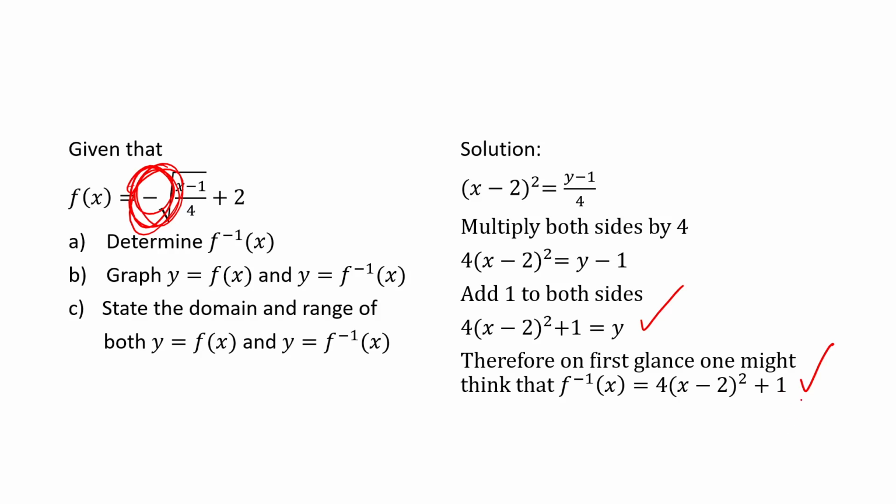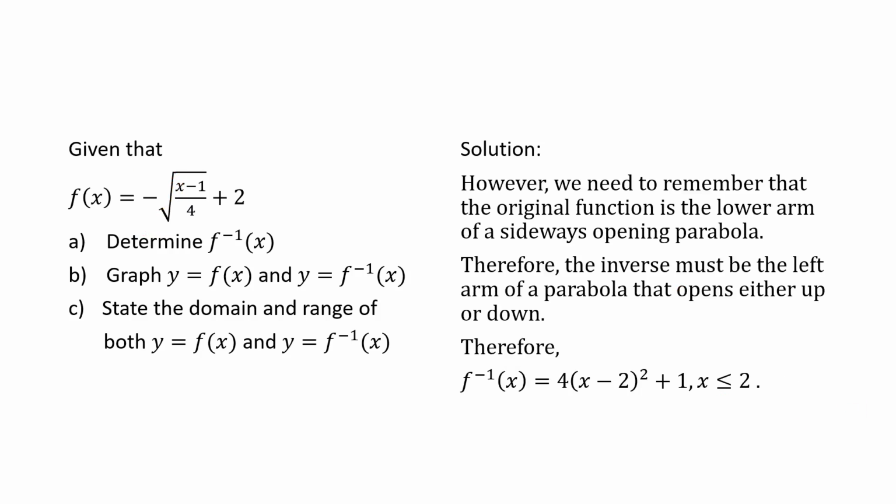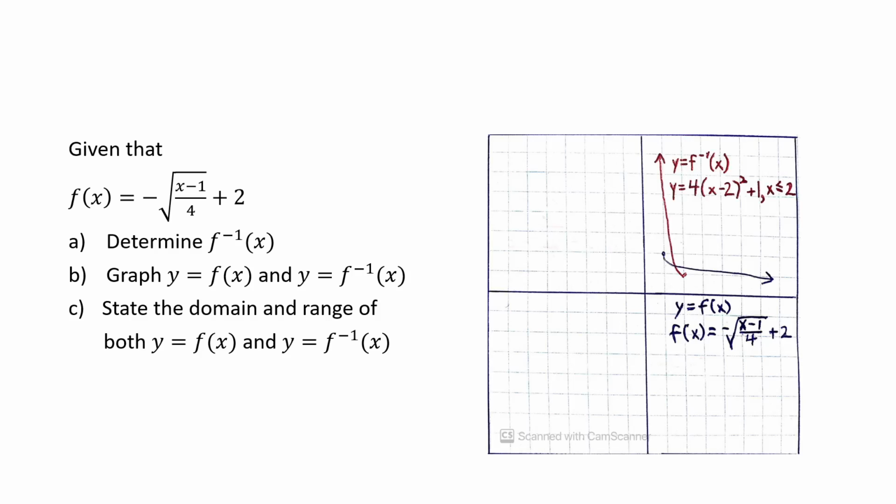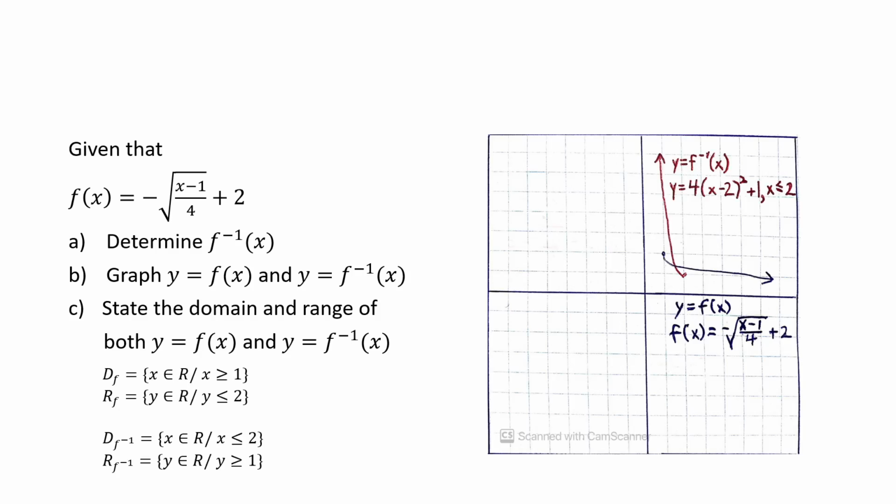the lower arm of a sideways opening parabola, in other words, because we had a negative sign in front of the square root, our final answer should have a qualifier of x being less than or equal to something. And what is that? Well, since the x value of the vertex is 2, that's the qualifier that we should put on, x less than or equal to 2. And that is our final answer. Okay, so then we graph both the original curve and the inverse, and we state the domain and range of each. I hope you have enjoyed this lesson.